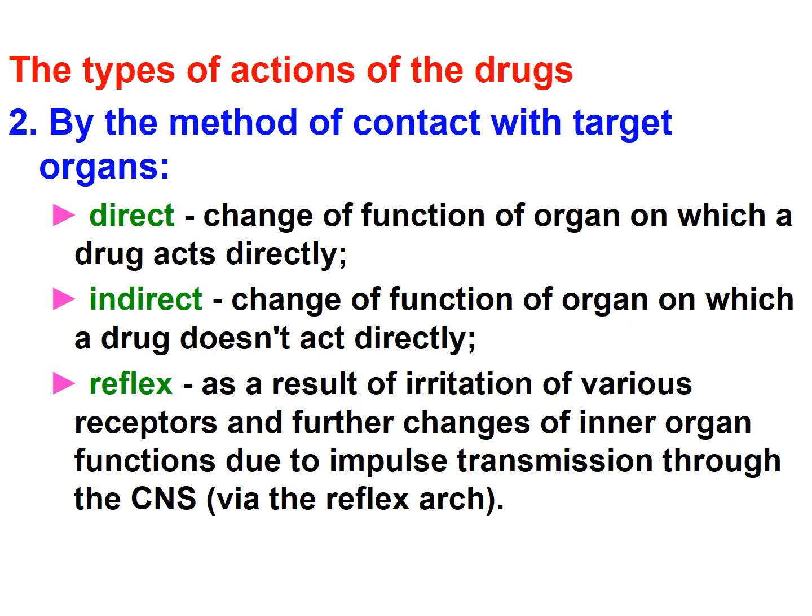And finally, we have reflex type of action, which is the result of irritation of various receptors and further changes of inner organ functions due to the transmission of nerve impulses through the reflex arc in the nervous system. For example, we apply some drug on the skin which irritates the receptors in the skin, and due to the stimulation of reflex arc, it may result in the development of some pharmacological action in the organs which are located somewhere else.